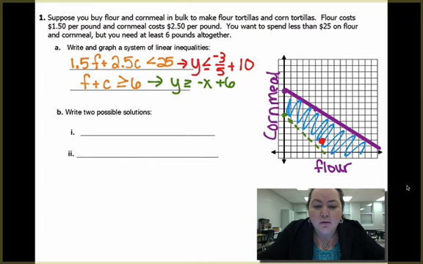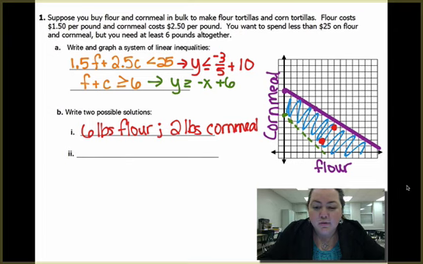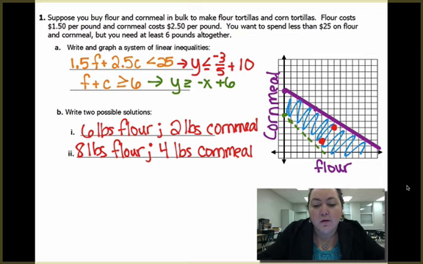Then it says write two possible solutions. So to be a solution, it has to be in the section where they overlap. So I'm going to go to a spot where they're overlapping, which is where I put that red dot, and that would be 6 pounds of flour and 2 pounds of cornmeal. And then I did another dot, which would be 8 pounds of flour and 4 pounds of cornmeal. You could have picked a number of different solutions there. Okay, I just picked two random points that were inside of that blue section that I shaded.